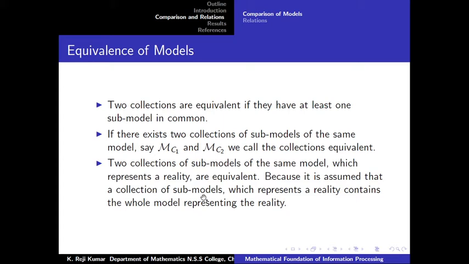So two collections of submodels of the same model which represent a reality are equivalent. Thus, in the sense of the second point presented here, we can say that two collections of submodels which represent the same reality are treated as equivalent, because it is assumed that a collection of submodels which represent a reality contains the whole model representing the reality. So this is the logical basis for the second argument. Thus the equivalence here comes from the equivalence that we have defined in the first case.